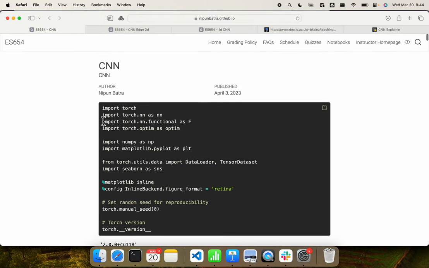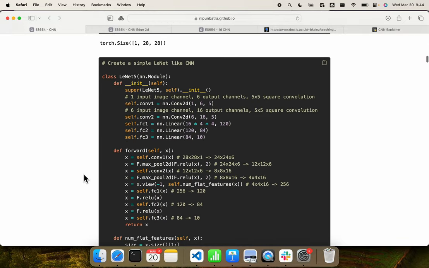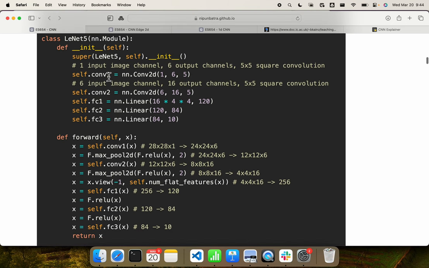So this is the notebook corresponding to the LeNet architecture. I'll just skip all the other details. I'll just show the LeNet model. I have a conv1, the first conv, which contains 6 output channels, 5 cross 5 convolutions. And the input channels is 1. So this is the format in which PyTorch is using. The conv2 has 6 input channels, 16 output channels, filter size is f equal to 5. Then you have a linear, which goes from 16 cross 4 cross 4 to 120.